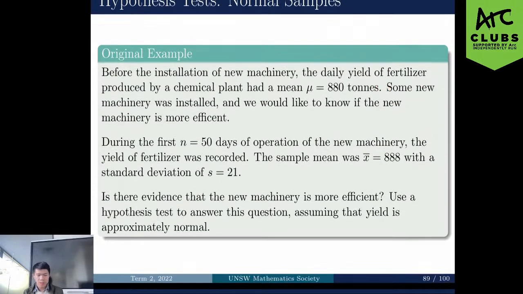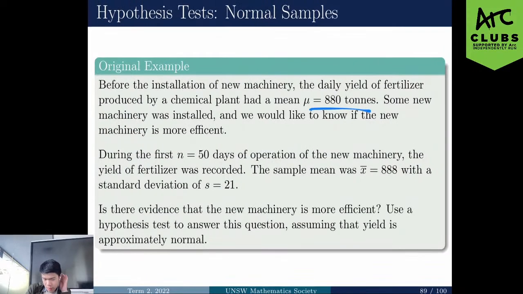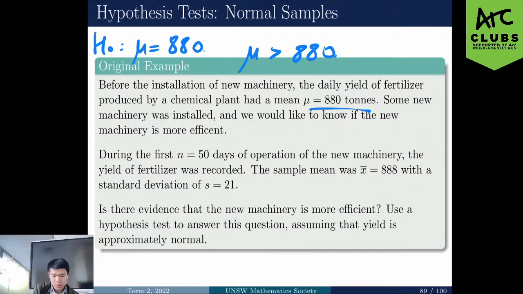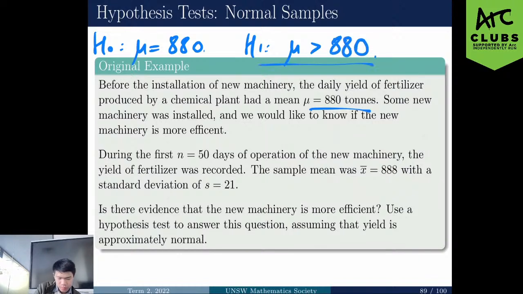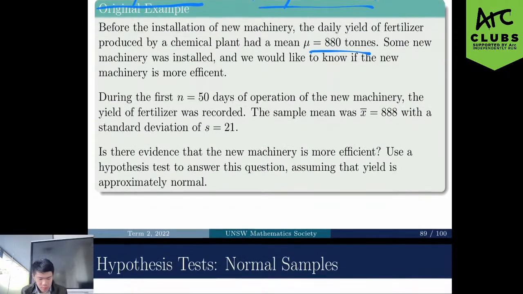Okay, so let's do this example over here. The daily yield of fertilizer has a mean of 880 before. And since the new machinery was installed, we want to know if the new machinery is more efficient. So what that means is we're basically testing if the new mean is greater than 880, right? So again, the null is going to be mu equals 880, and the alternative is mu is greater than 880.